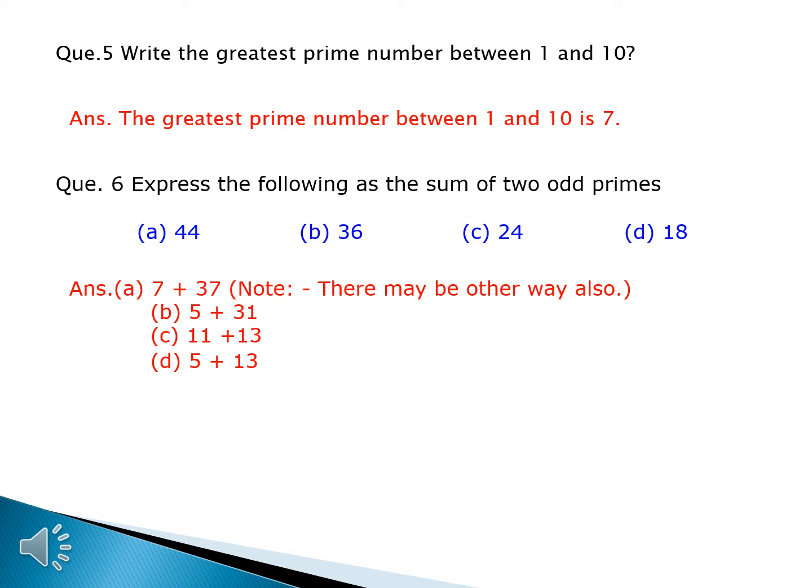Question number 6. Express the following as the sum of two odd primes. Two odd primes means two odd numbers, and those odd numbers should be prime also. So A part is 44. So 44 can be expressed as 7 plus 37. 7 is also an odd number. 37 is also an odd number, and both these numbers are also prime. You can change the position of addends as well. You can write 37 plus 7 also.